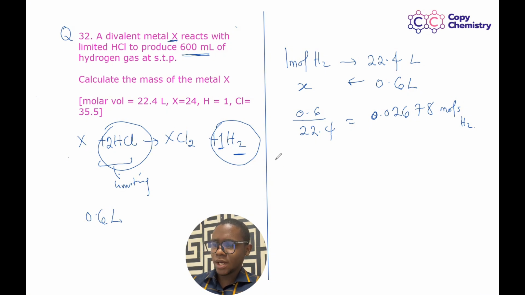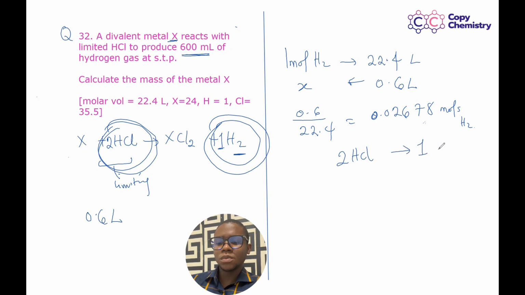Alright, so now by looking at this, 2 moles of HCl produces 1 mole of H2. So that means, let me write it here for clarity, 1 mole of H2, so 0.02678 should give you, let's use Y this time around. So Y will be the number of moles of our HCl that was reacted. We're looking for the mass of the metal X. Okay, I chose to play with the limiting reagent.